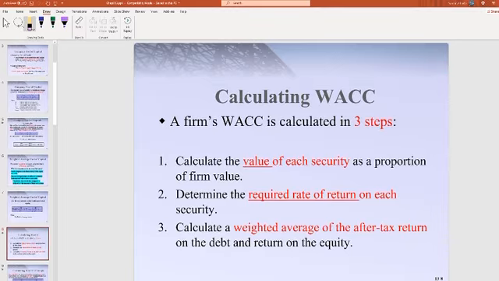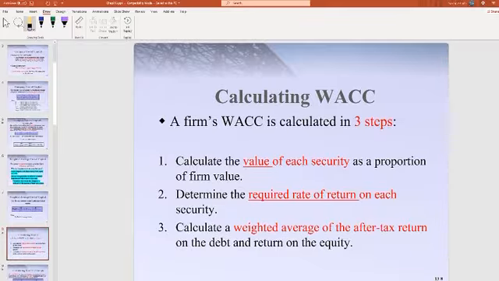Now, how to calculate WACC? A firm's WACC is calculated in 3 steps. Always when you calculate WACC, you need to follow 3 steps. The first one: calculate the value of each security as a proportion of the firm value. First of all, we need the value of each source of financing. When we say security, in finance we mean shares and bonds, right? So we need the value of shares and the value of the bonds, and we write them as proportions. Later on you will see in the example.